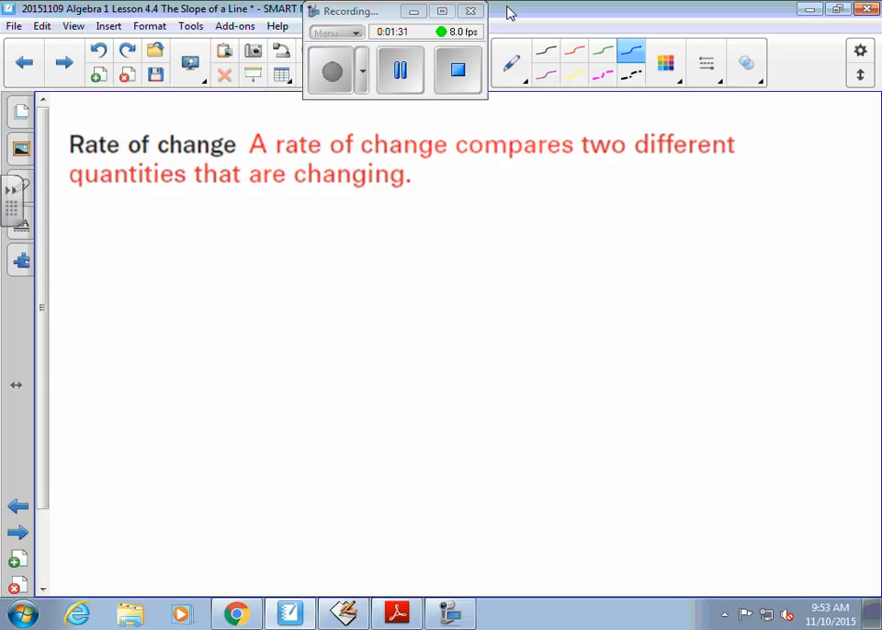Rate of change is slope. But typically when you're talking about the rate of change, you're including units, and you're talking about real life situations. So for now, until you're told otherwise, rate of change is a synonym of slope. Synonym means it's the same, slope and rate of change.